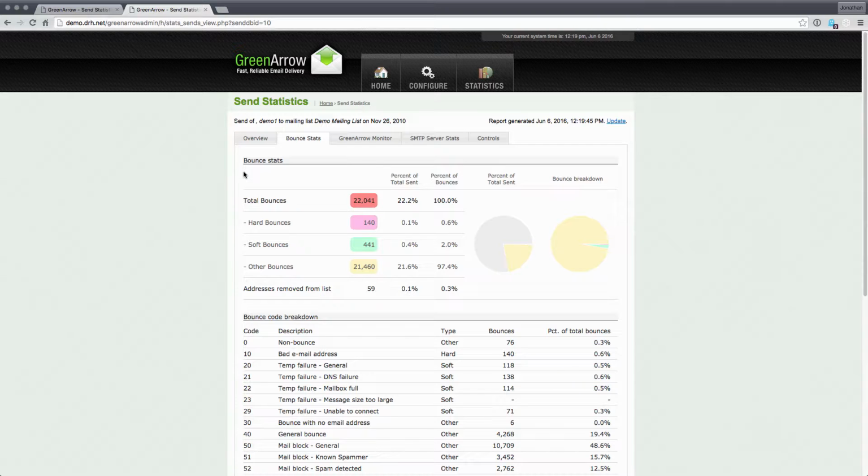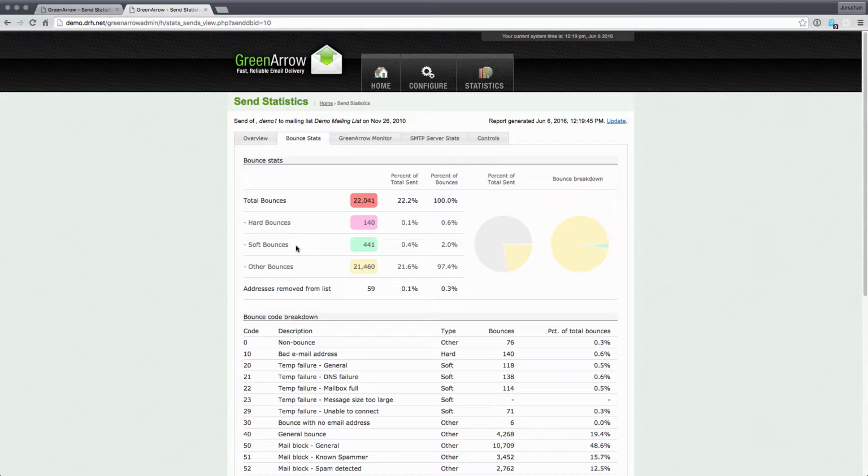Next, we can look into the bounces. GreenArrow groups any delivery failures into three primary categories: hard bounces, soft bounces, and other bounces. A hard and a soft bounce are problems with the recipient. A hard bounce is typically just an invalid email address. Soft bounces are things like a DNS failure or a full mailbox. These are problems that cause the message to fail this time and could continue to be a problem, but isn't necessarily for sure a long-term problem.